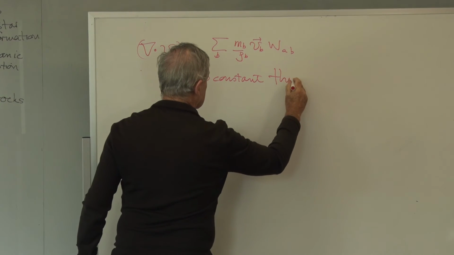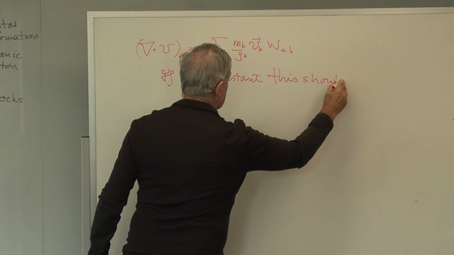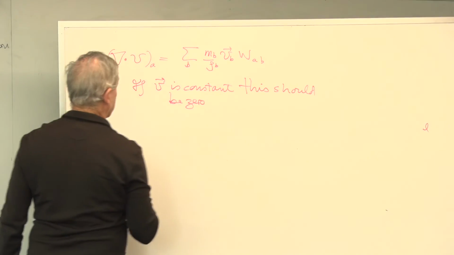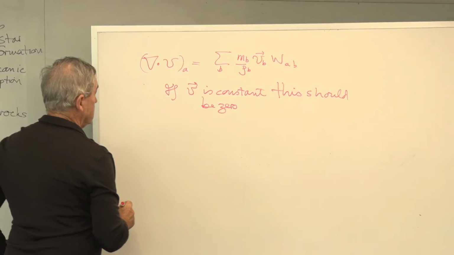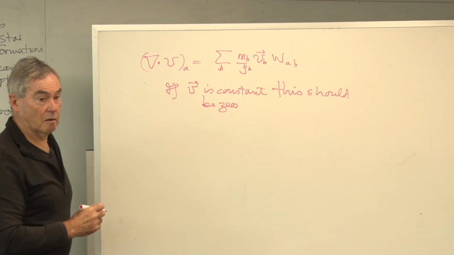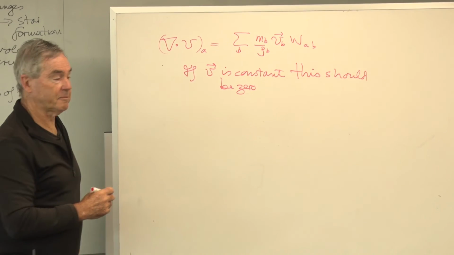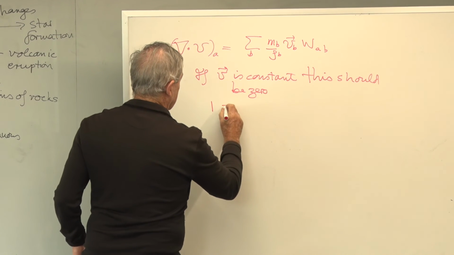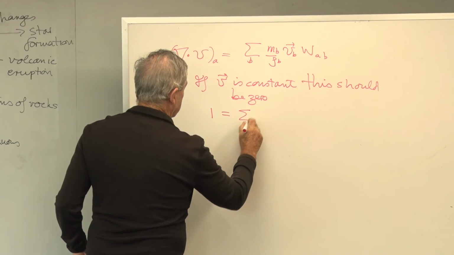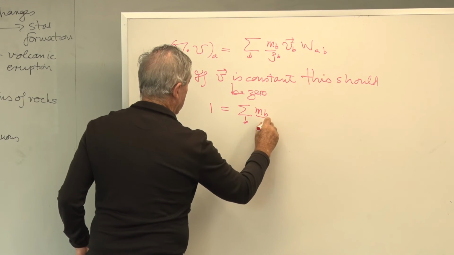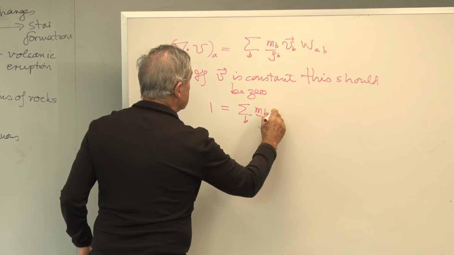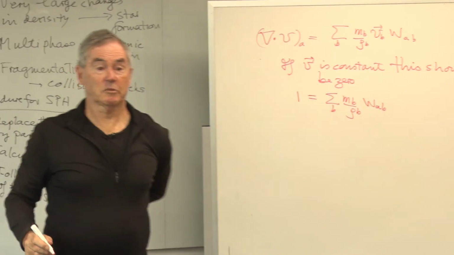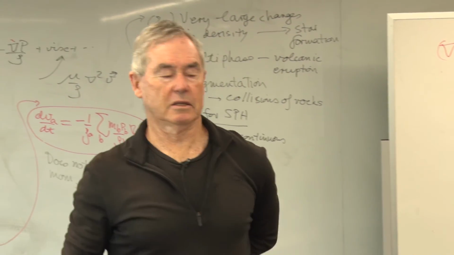this should be 0. But it isn't in general. So what I'm going to tell you now is a trick to make it better. This is the number 1. And I write an SPH form for this: the sum of m_B over rho_B, times W_AB. That's an SPH approximation to 1.